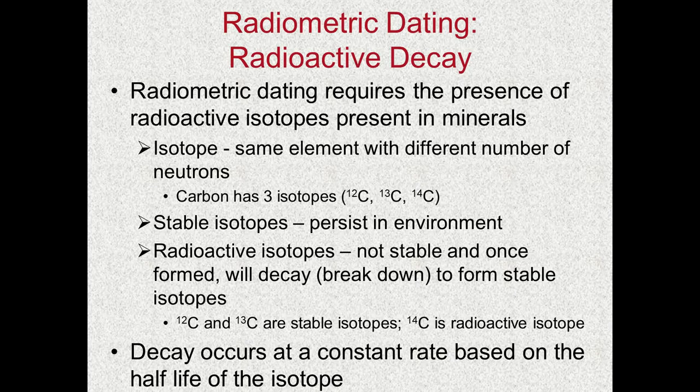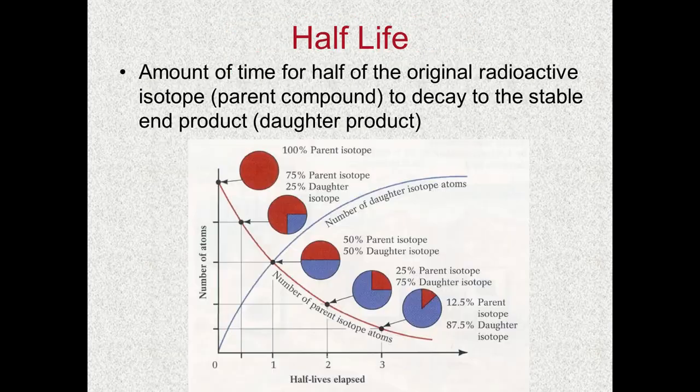Now this decay of these radioactive isotopes occurs at a constant rate based on something that we're going to talk about here in a minute called the half-life. Each radioactive isotope has a unique half-life. And so the decay begins, we can measure this decay. It occurs at a constant rate based on whatever the half-life is. Now let's talk about what half-life is.